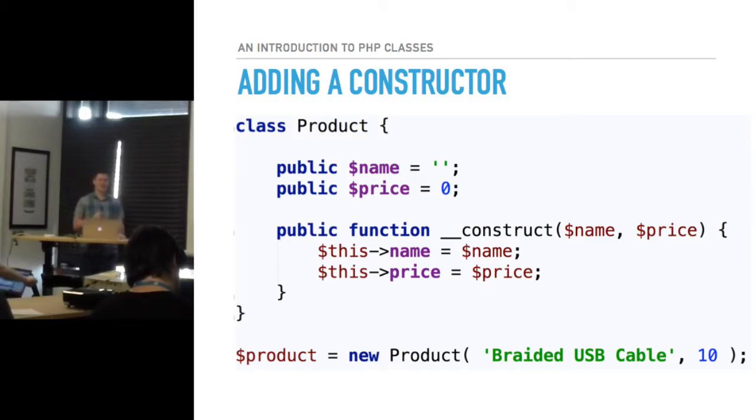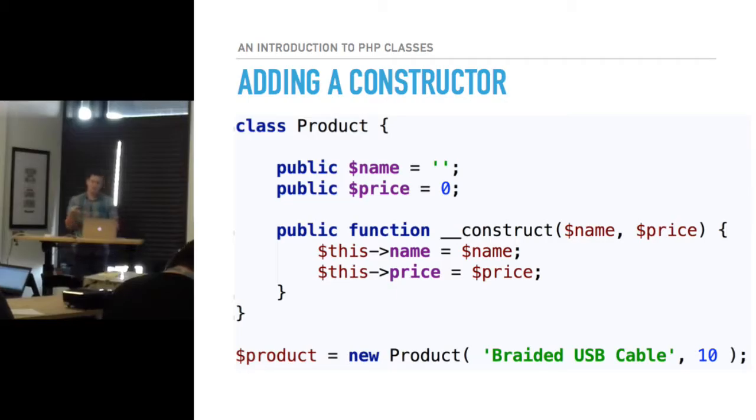Now, the only exception to that is the double underscore translation function in WordPress. But if it's double underscore and something else, then essentially you've got something in PHP that you can consider magical, right? So double underscore construct is basically a method that is run when you create a new instance of an object. There's also double underscore destruct, so that when that item gets destroyed, you can do any kind of cleanup that might need to happen.